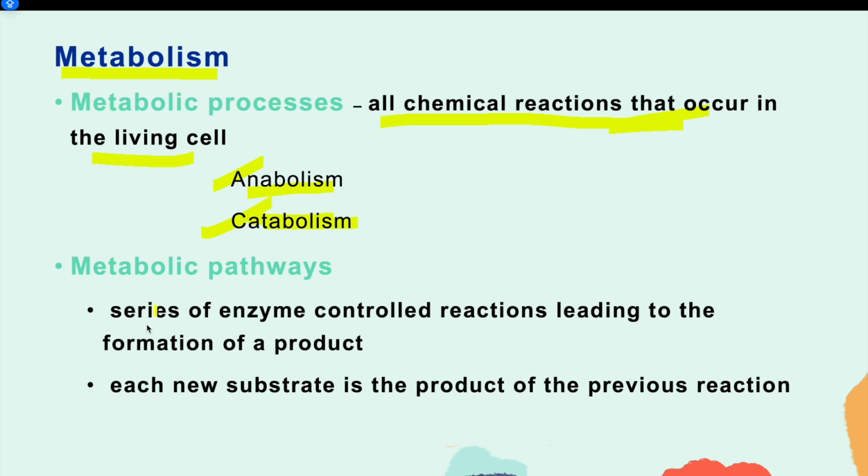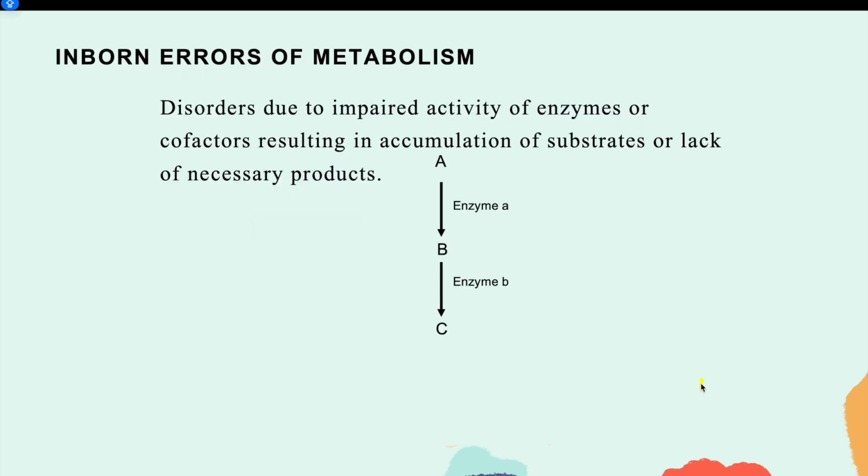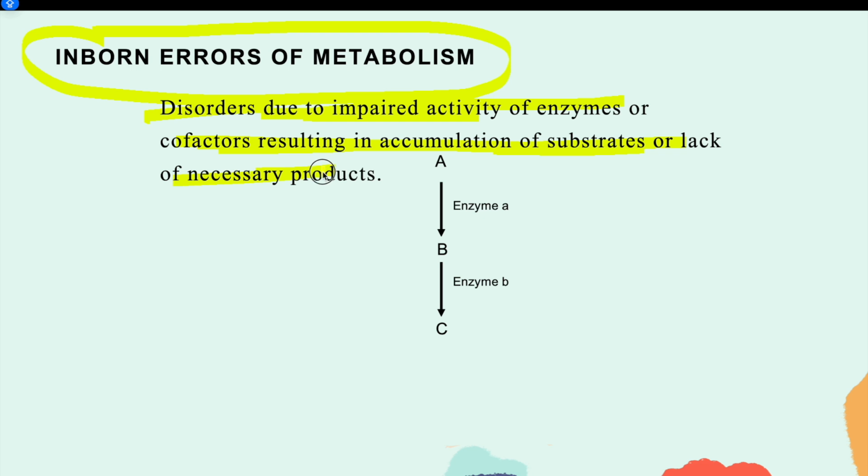The metabolic pathways are a series of enzyme-controlled reactions leading to the formation of a product. Means many enzymes and substrates, intermediates form, to finally form a product. And each new substrate is the product of the previous reaction. Now, inborn errors of metabolism. These are the disorders due to impaired activity of enzymes or cofactors that result in accumulation of substrates or lack of necessary products. For example, A forms B in the presence of enzyme A, and B forms C in the presence of enzyme B.